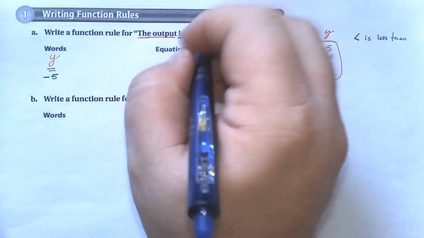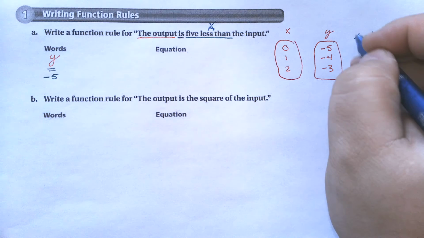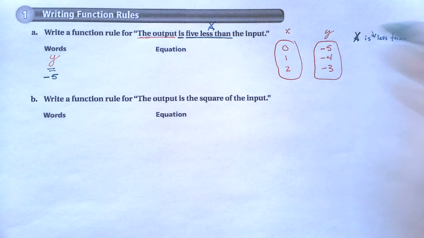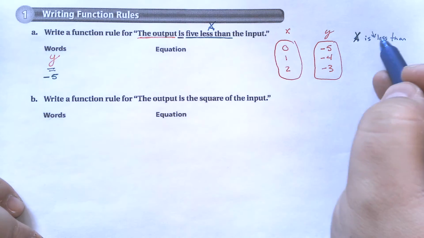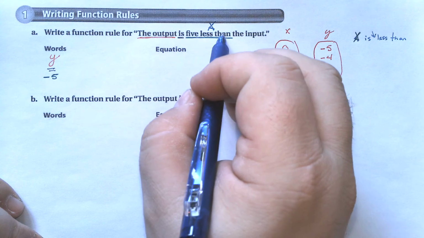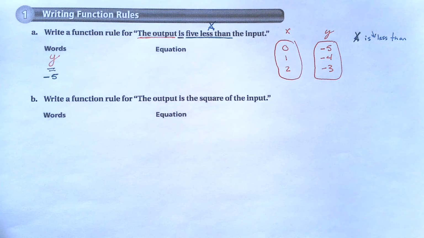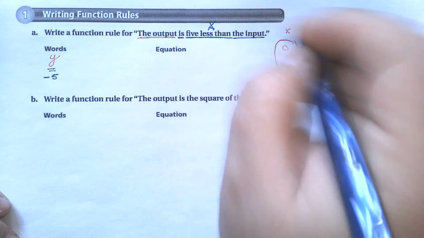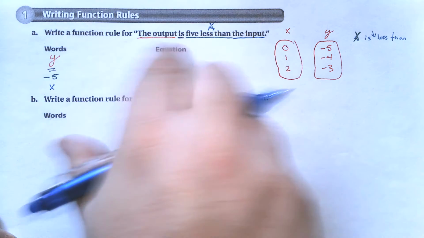The problem here is I have this word 5 in between right here. So that means that this is no longer meaning an inequality, it's meaning subtraction. See, where or what our phrase is, even by one word, really matters. So is 5 less than means equals to minus 5. And then lastly, what we have here is we have the input. Well, remember, that's x.